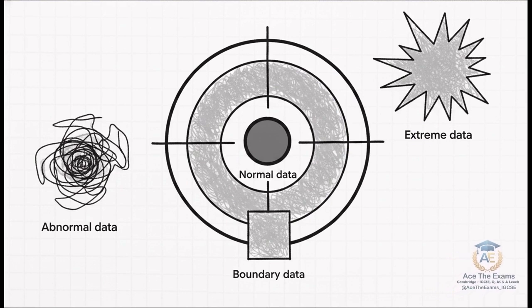The Cambridge syllabus requires you to know 4 essential test data types. You've got normal data, which should be accepted, abnormal data, which should be rejected, boundary data, which tests the absolute limits of your accepted range, and extreme data, which is just way outside the expected parameters. Rigorously applying these 4 types is exactly how you guarantee your algorithm functions perfectly under pressure.